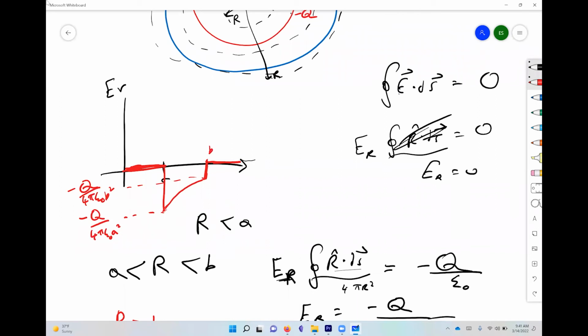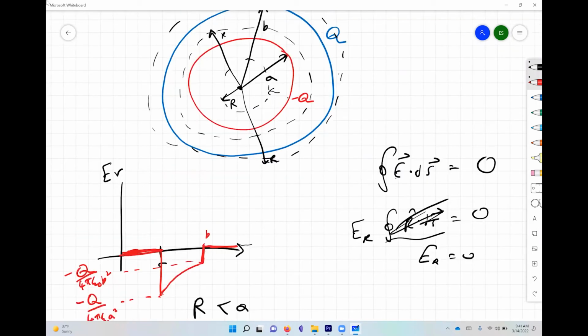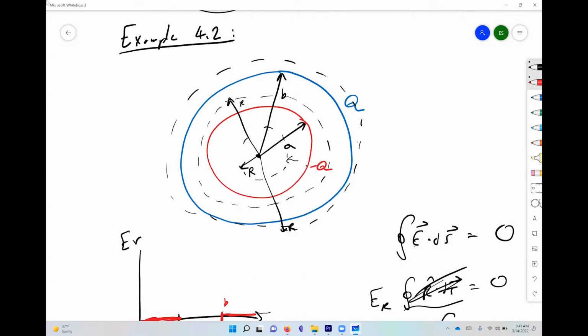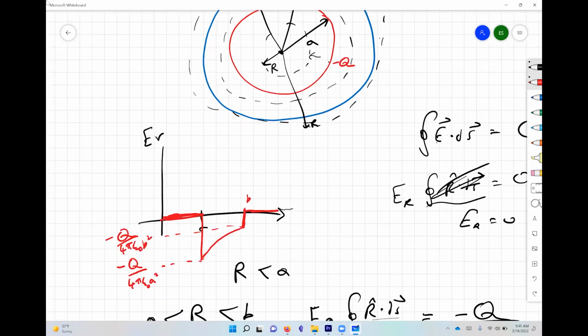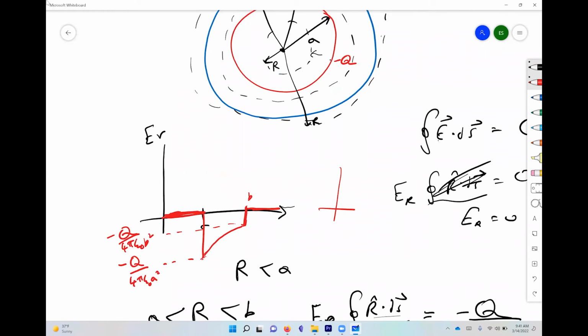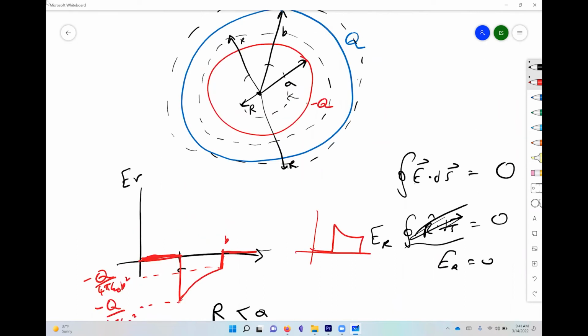The example also covers what happens if you swap Q plus and Q minus. You get the same thing, but it's going to be inverted. So you'll get this instead of that. That's the only difference. So that's Gauss's law.